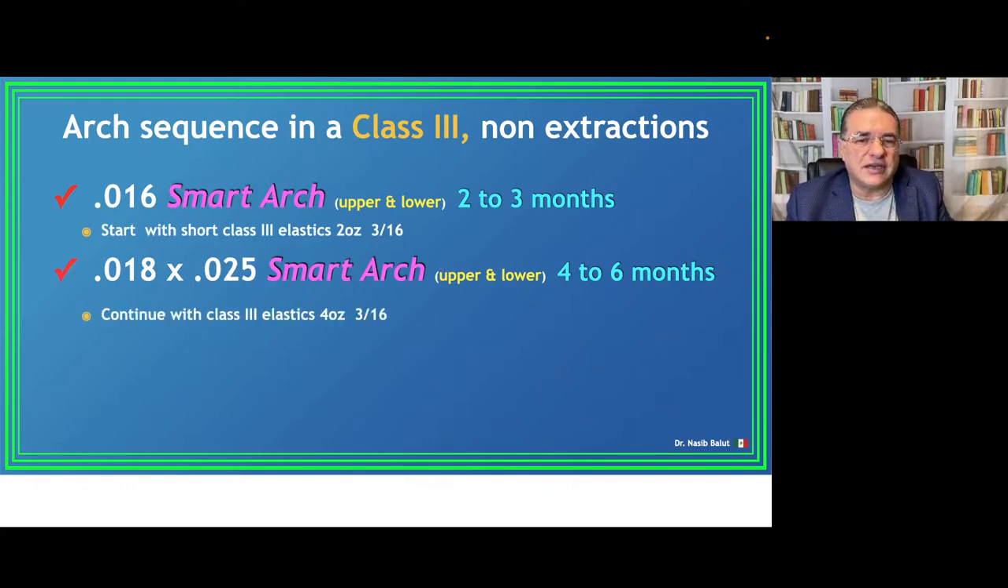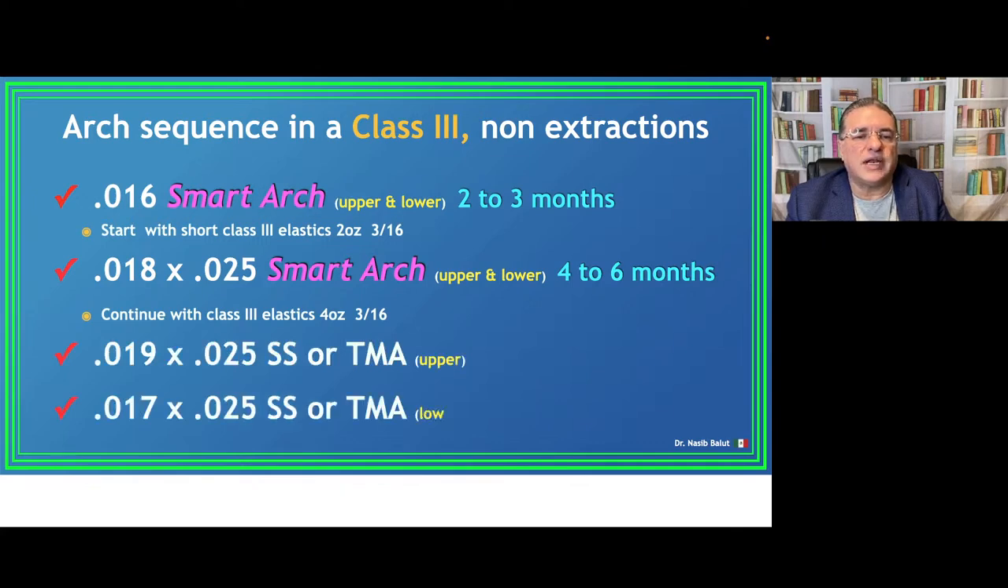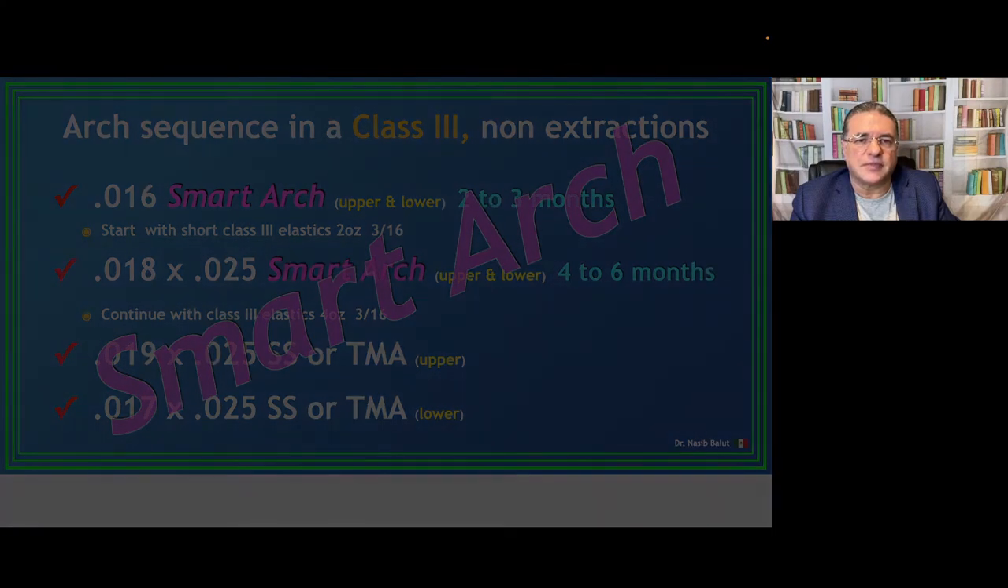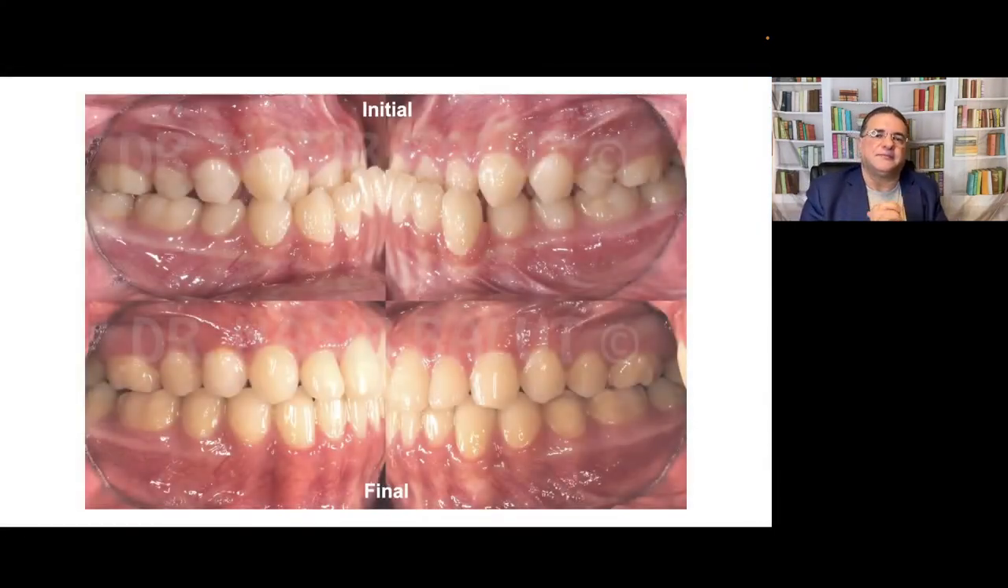I will be using a heavy wire, and I will finish my case with the same arch wire. So these are my 2 arch wire sequences that I will be using in class 3 patients non-extractions. This is the arch sequence with the smart arch. So let's see the patient. I'm gonna show you just the finished one. You will see another case step by step.